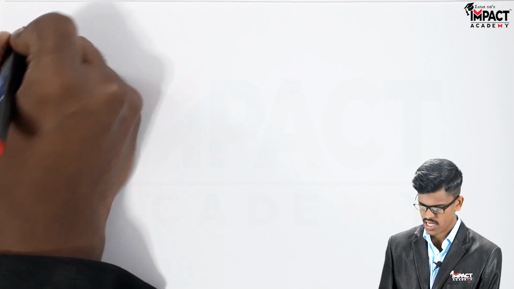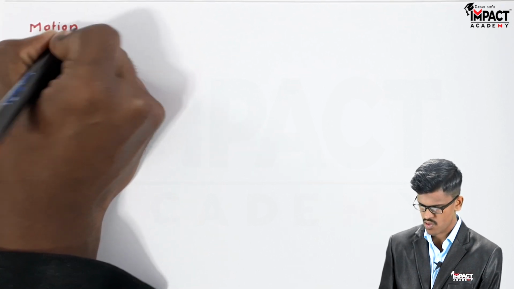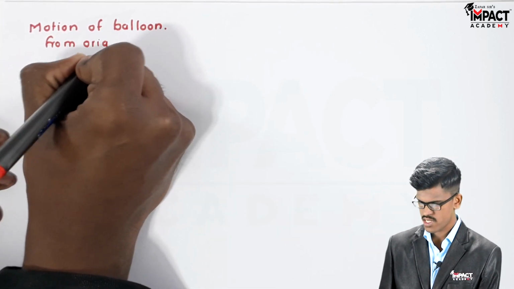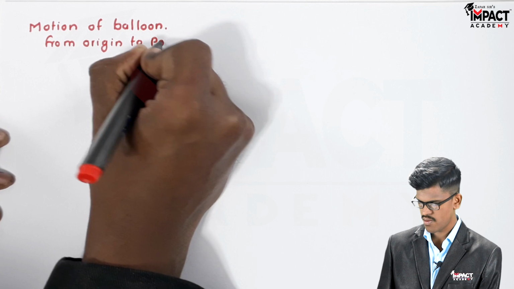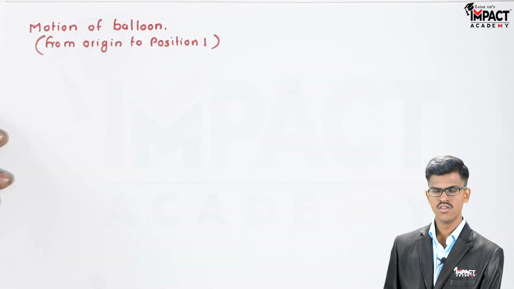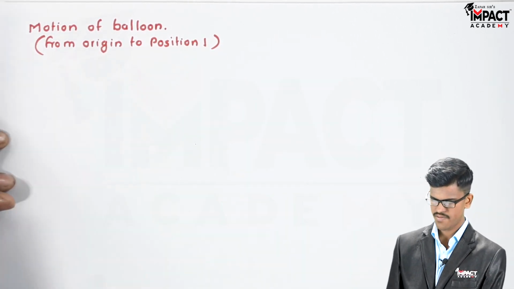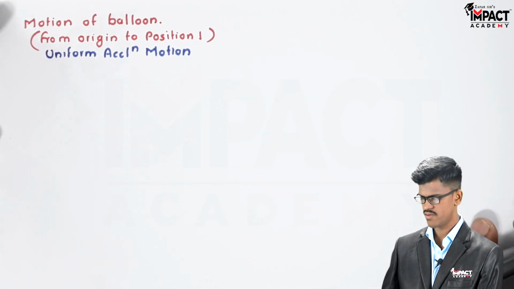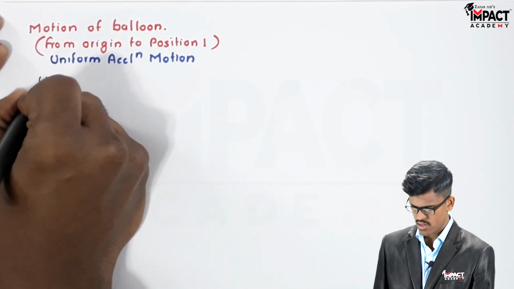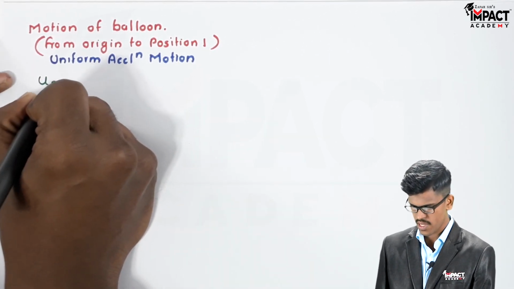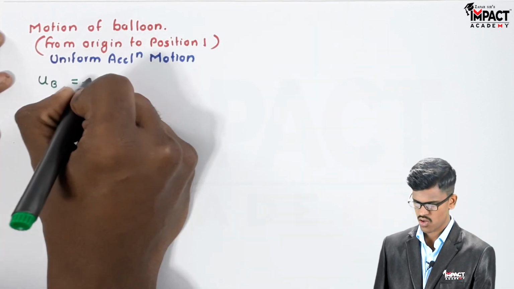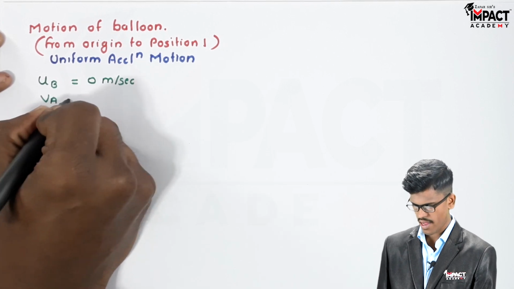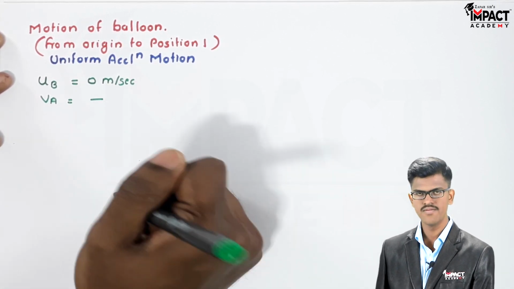So first we consider the motion of the balloon from the origin to position 1. It is a uniform acceleration motion. The initial velocity of balloon B is 0 because the balloon is released from the ground. The final velocity of the balloon is not required.